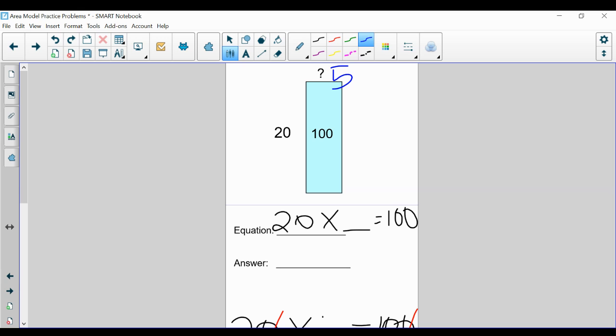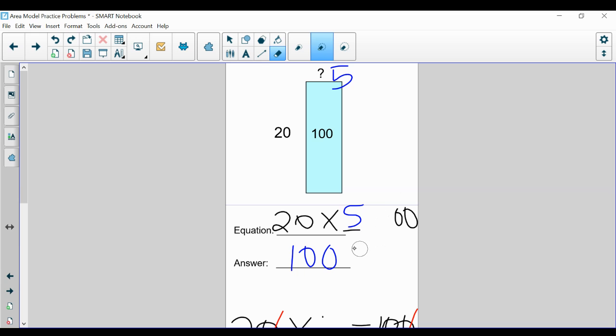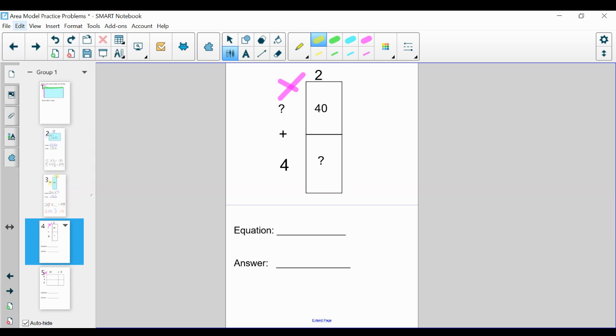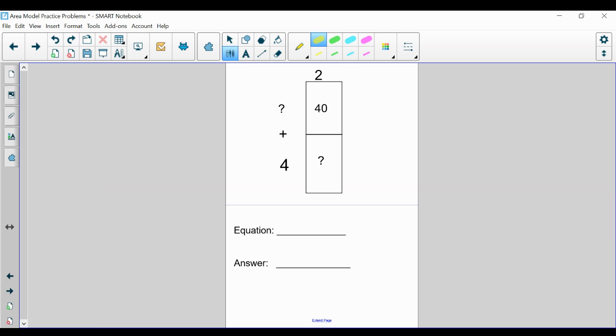Okay? So my answer is 20 times 5 is 100. The answer here is 100, because the equation here is just this part here, just the equation on top. Our equation was 20 times 5. Okay? Next one. Now, if I'm going too fast, you can just pause me at any time. Okay? That's why I made you guys a video.